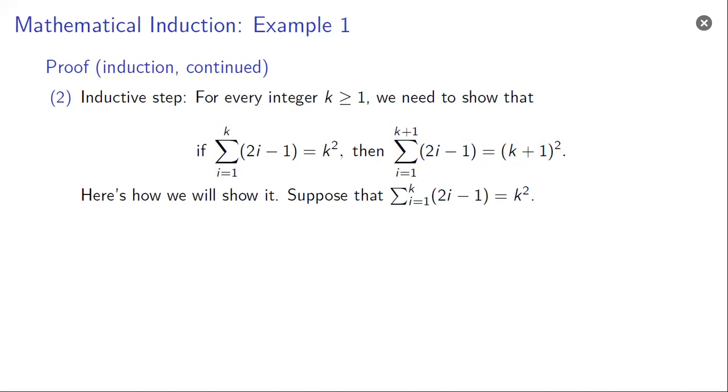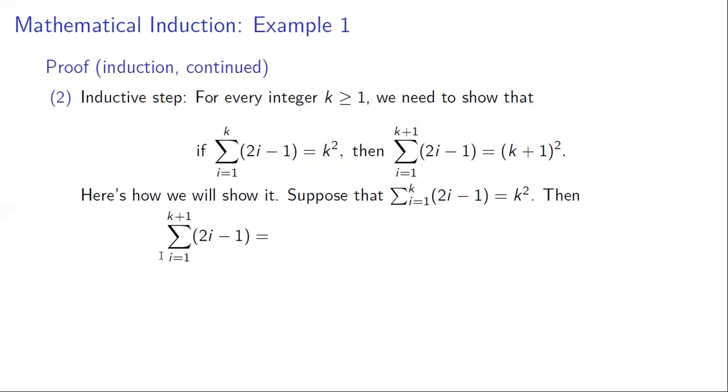Okay, so suppose that the sum from i equals 1 through k of 2i minus 1 is equal to k squared. Well, then, what is the sum from i equals 1 through k plus 1 of 2i minus 1? Again, we're trying to prove something about the sum from i equals 1 to k plus 1. So let's figure out what it is equal to. Well, let's write it out.